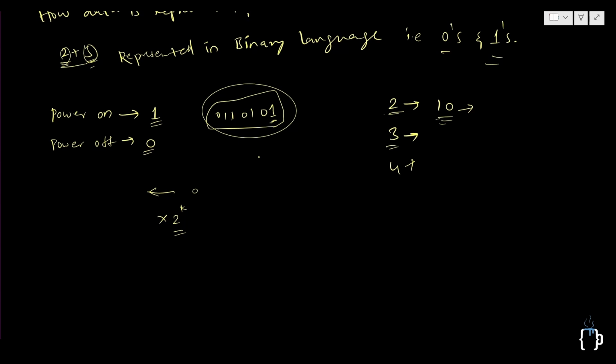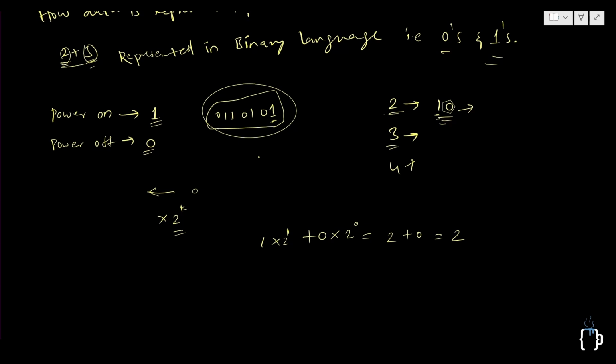Say you want to represent 2, right? This 0 is multiplied with 2 power 0. Then I add this with 1 into 2 power, now the k value is increased by 1, like this. What will be the result of this? It's 0 plus 2, which is 2. Okay, this is how we represent a number in binary.